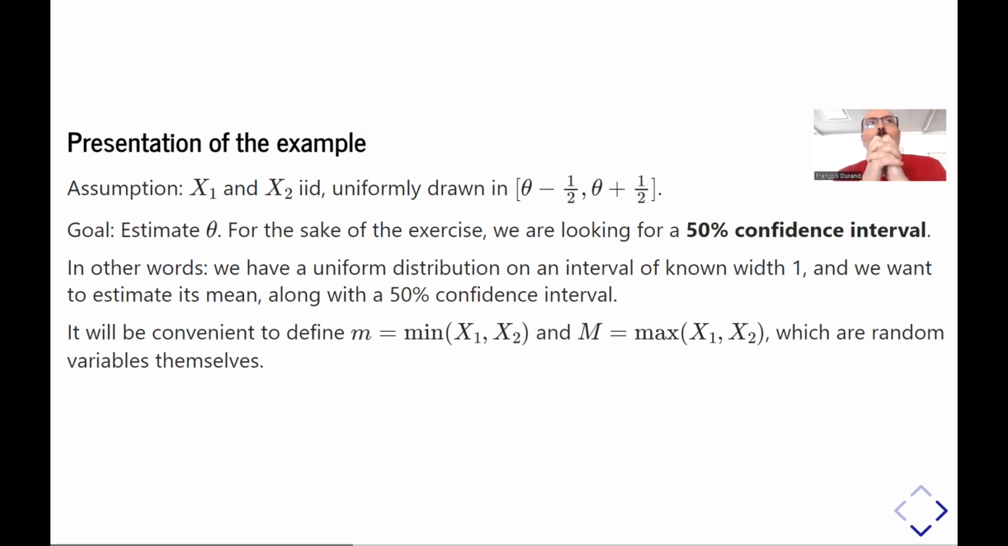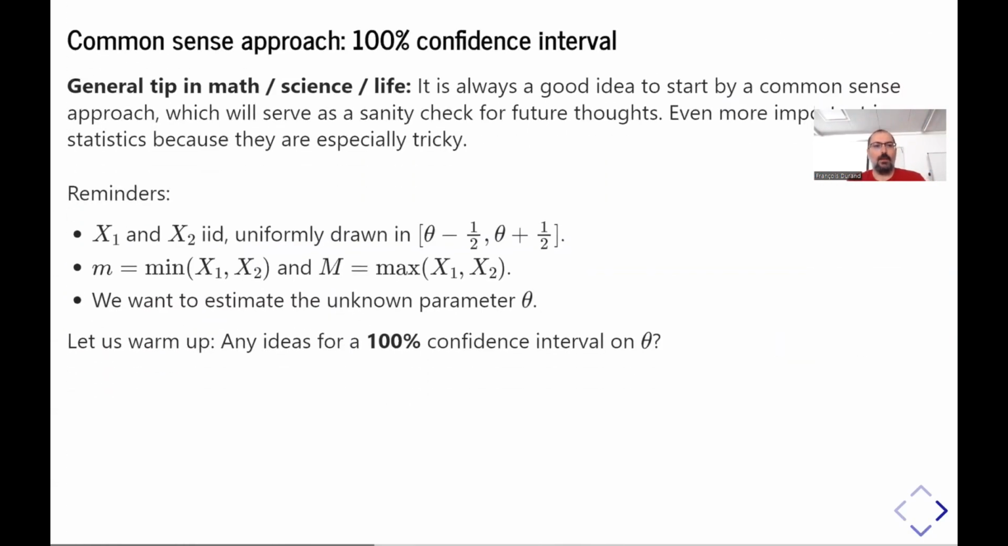To simplify the example, I will assume that we have a sample of size 2. We have x1 and x2, and we want to estimate theta. Of course, it's difficult to have a very good confidence interval with only 2 values, so I will be modest and I will ask for a 50% confidence interval. We will often need to refer to the minimum, which I will denote little m, and the maximum, which I will denote big M, which are, of course, random variables themselves, depending on x1 and x2.